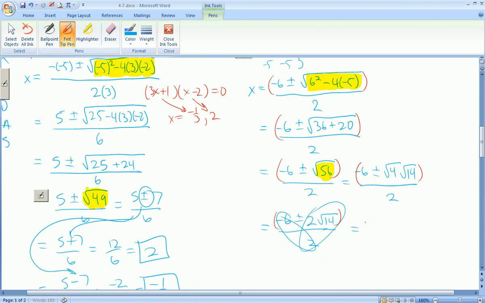So we can do it like this. -6 divided by 2, the plus or minus here, and the 2 radical 14 divided by 2, and you can see here, now you can cancel this guy out, and now you can reduce this guy. So then we get -3 plus or minus radical 14.